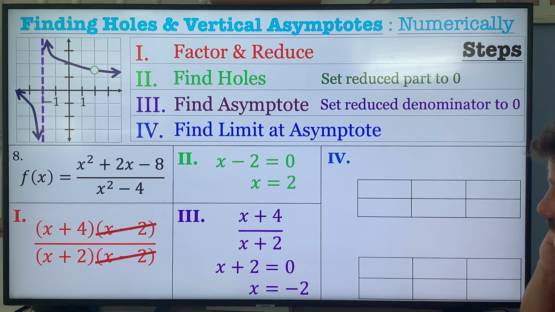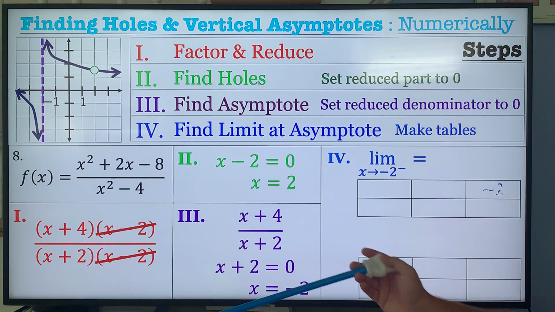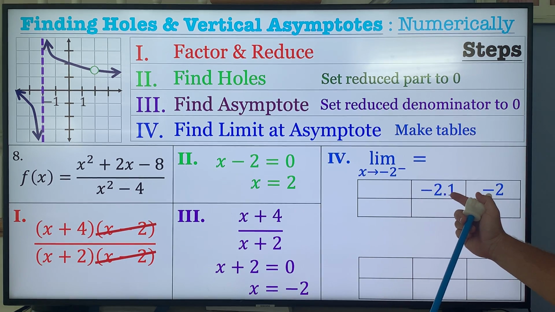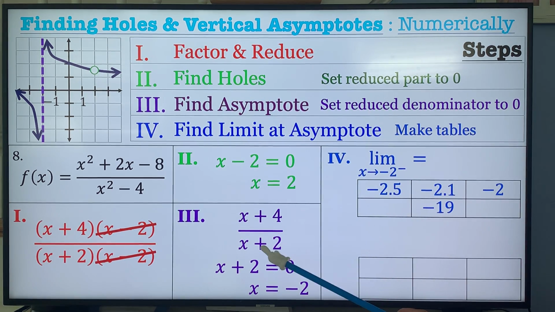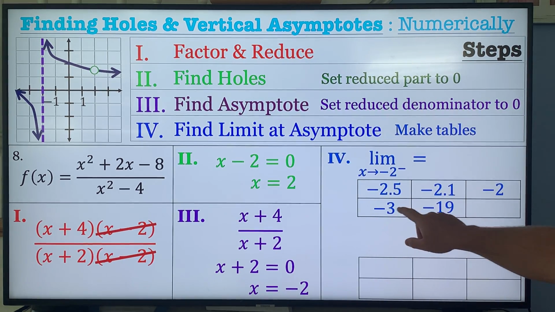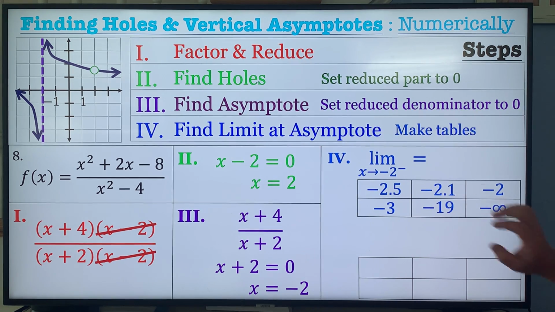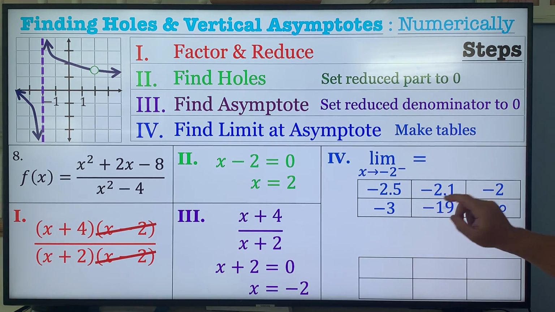All right. 4, find the limit at the asymptote, so I can see if they're positive or negative. The way you do this is you make some tables. You approach from the left and the right-hand side. So the limit as x is approaching negative 2 from the negative side, the left-hand side. Negative 2 is here. You're going to subtract a tenth, maybe subtract a half. You can also do a hundredth. Take these two numbers, plug them right into that equation. You get negative 19 and you get negative 3. You can see these are jumping up towards negative infinity. This answer is going to be negative infinity or positive infinity, so just look to see if the numbers are decreasing or increasing.